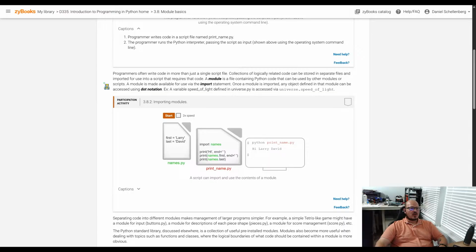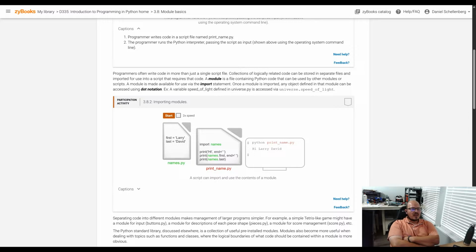Programmers often write code in more than just a single script file. Collections of logically related code can be stored in separate files and imported for use into a script that requires that code. A module is a file containing Python code that can be used by other modules or scripts. A module is made available for use via the import statement. Once a module is imported, any object defined in that module can be accessed using dot notation.